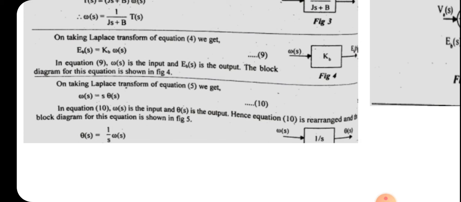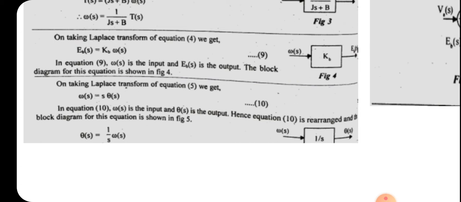And next we have to consider omega equal to d theta by dt, which is equation number 5. We take the Laplace transform of that equation, that is omega of s is equal to s into theta of s. In this equation, theta of s is the output and omega of s is the input. So we can rearrange this as theta of s is equal to 1 by s into omega of s. The block diagram corresponding to this will have omega of s as input, theta of s at the output, and 1 by s inside the block.